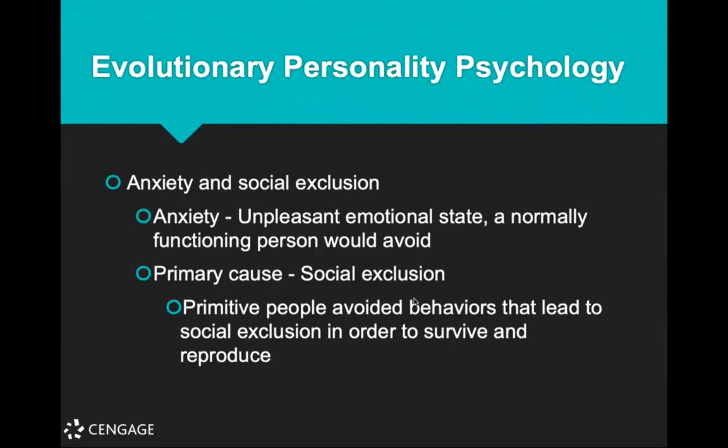But again, it could also be dangerous to venture out into the social group because the social group itself may be dangerous for your survival. It can outcompete you and so on and so forth. So, primitive people avoided behaviors that led to social exclusion in order to survive and reproduce. So, it could go both ways, right?